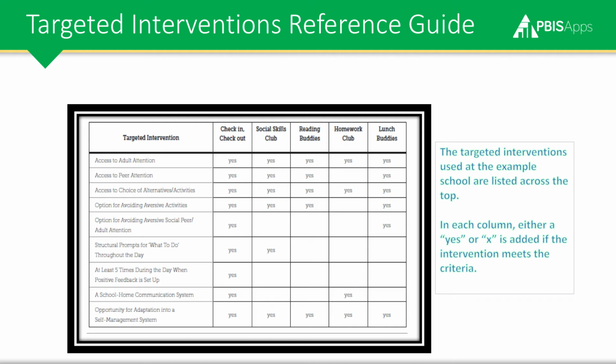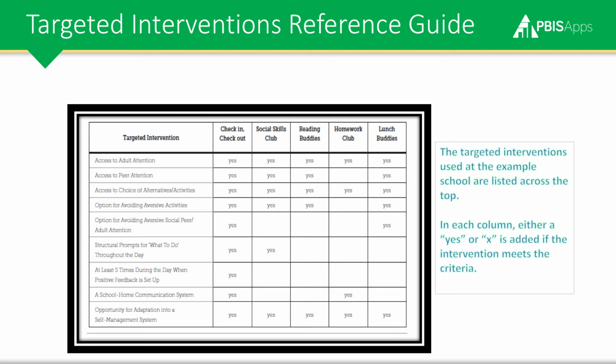However, many schools just getting started with Tier 2 may list only 1 or 2 interventions. At the left is a list of different needs that the targeted intervention can provide. It isn't expected that one intervention will meet the needs of all students. Different interventions will meet different needs for different students.